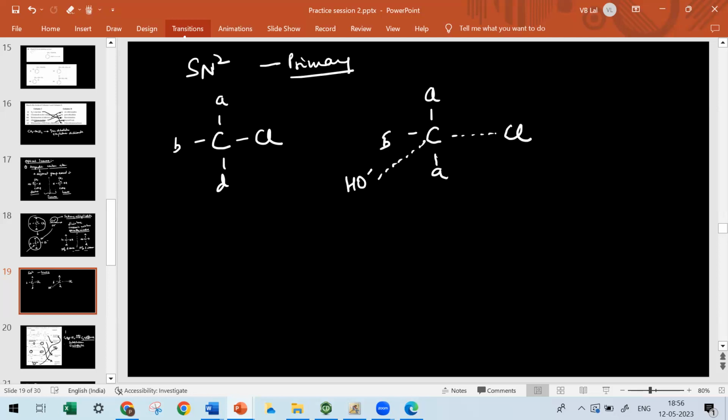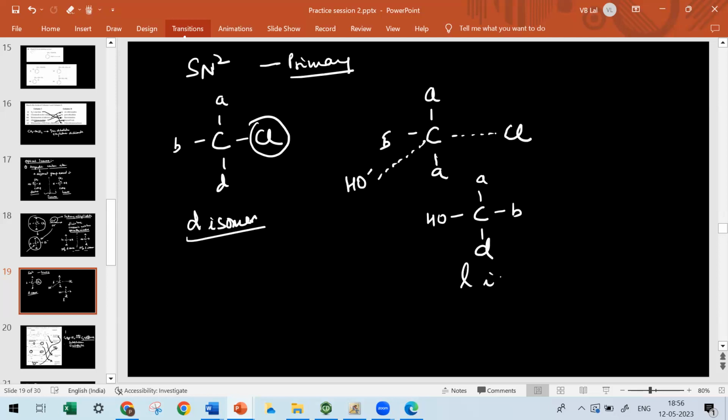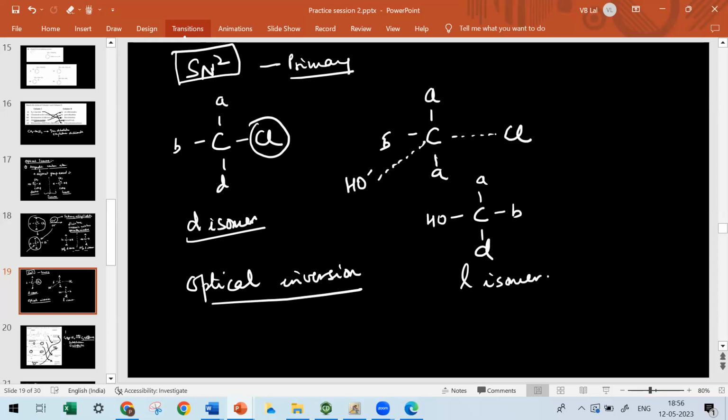So OH will always come from the opposite side. Supposing this was D isomer, then what will the product be? The product will be the opposite. Here the Cl was on the right side, the OH will always be on the left. So A, B, and D. It will get inverted. If it is D, then this will be L isomer, right? So there will be optical inversion. Optical inversion takes place when my reaction is SN2. If my reaction is SN1, then there will be racemization.